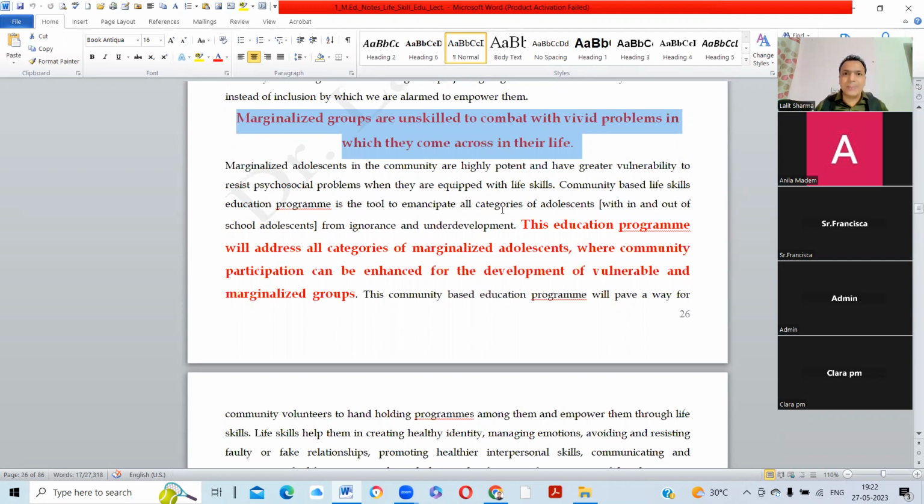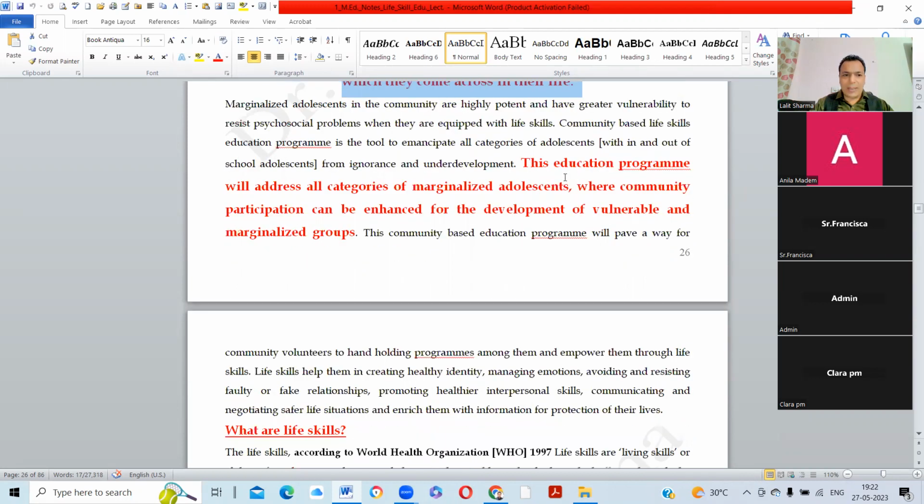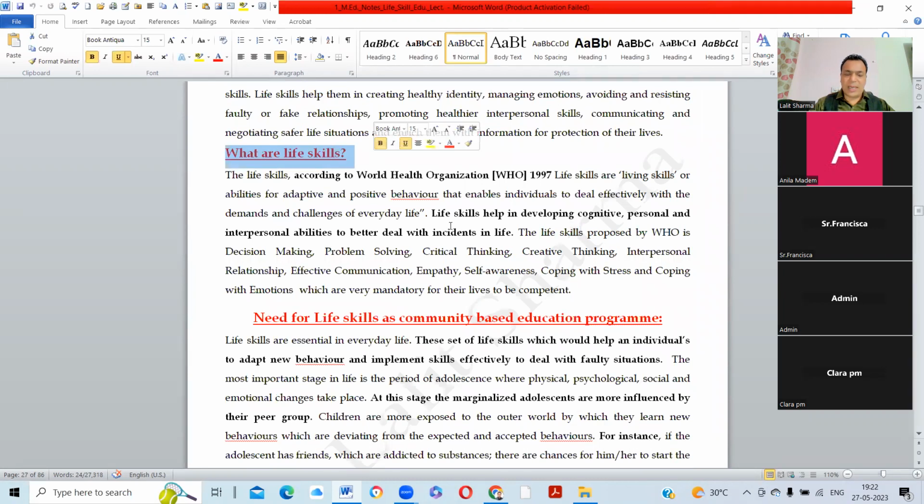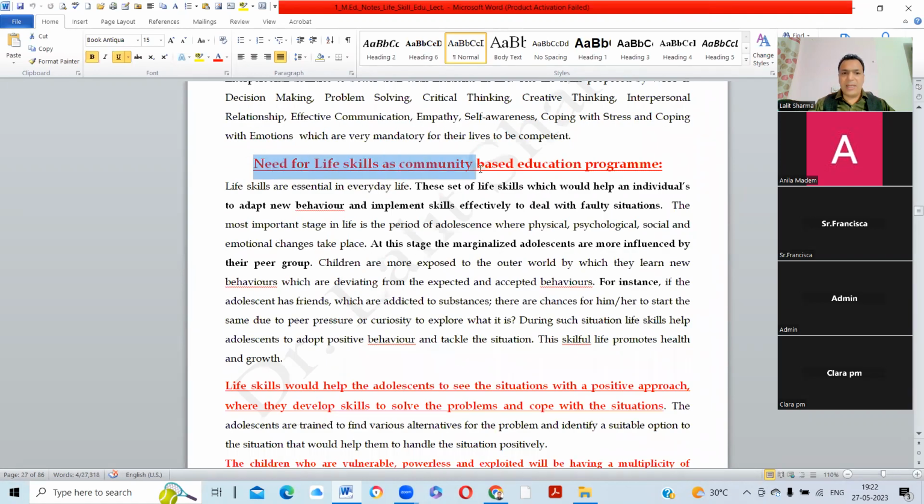So this is the reason. When we see our syllabus, why has this part come in the syllabus? Guys, there is a particular reason for that. This education program will address all the categories of marginalized adolescents where community participation can be enhanced for the development of vulnerable and marginalized groups. I think you have come to know what the life skills are. And then you can make the heading: need of life skills as a community based education program.